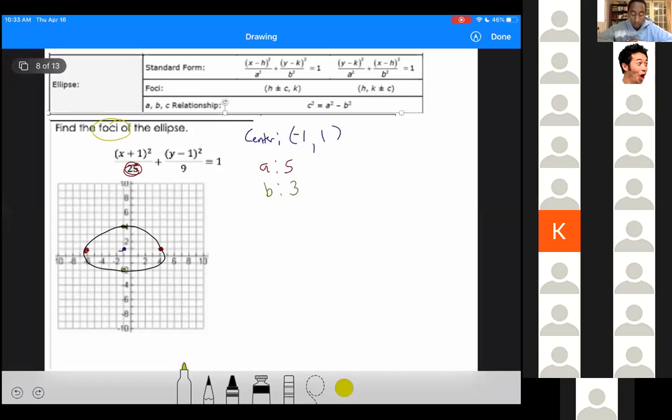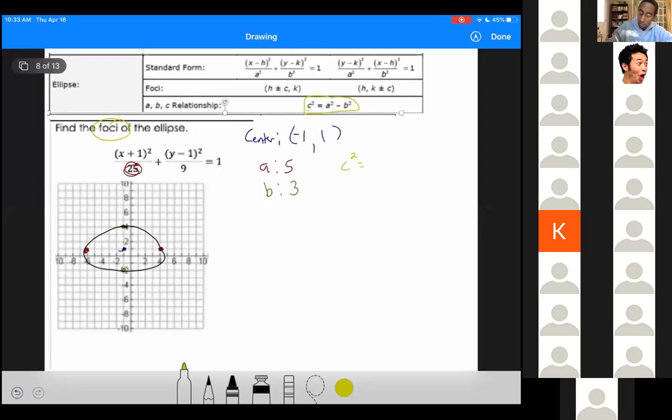Thinking about all the information we have thus far. We have the center, we have the A and the B. So what could we use to help us to find the foci? Can we use the equation? Say that one more time. Can we use c squared equals a squared minus b squared? Exactly, yeah. We can use this formula because we know C is the distance from the center to the foci. And so we can use that to find C first.